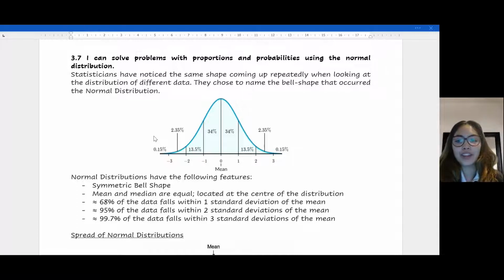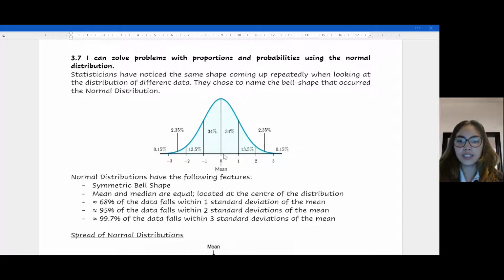data sets. So our normal distribution has this symmetric bell curve, as we can see here. The mean and the median are always equal, and they're always located at the very center. So you can see here I've got mean, or I guess that could be the median too, depending on what the question gives you. We have that 68% of data, so that's around here, this 34 plus 34 here, always falls within one standard deviation of the mean.